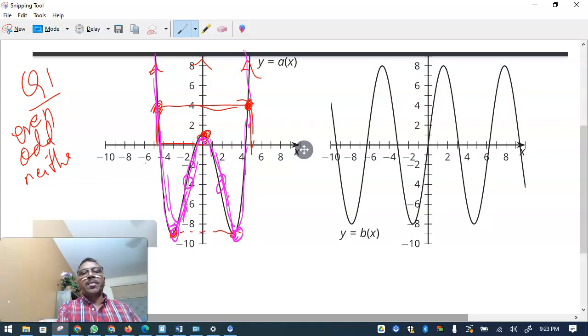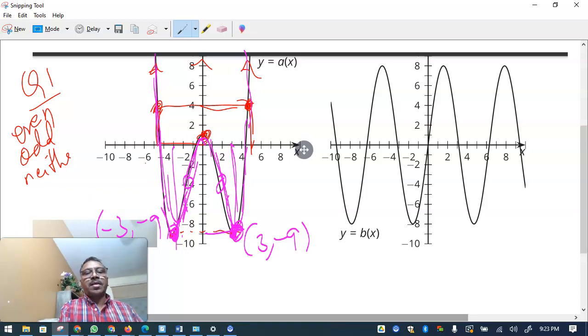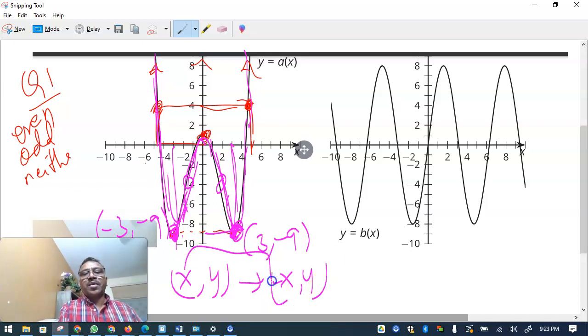In other words, what it means is, if there is a point here, let's say, 3 and minus 9, so this is 3, minus 9. On the other side, it is minus 3, and minus 3 is minus 9. So you have that. It's like, if you have x, y, and then you also have minus x, y. So for the opposite input, the output is the same. That's it. So you can say, yes, this is an even function.